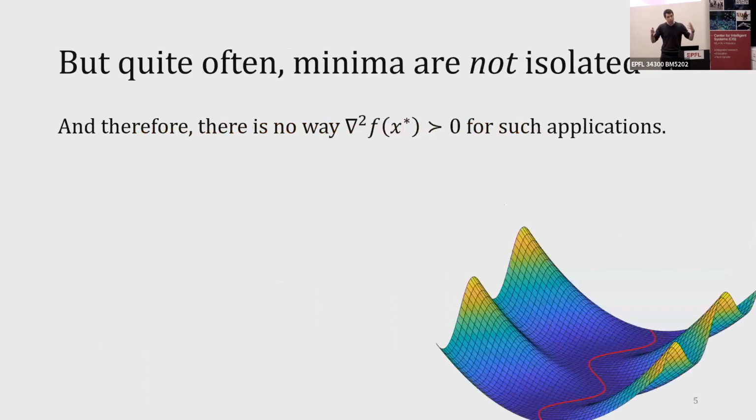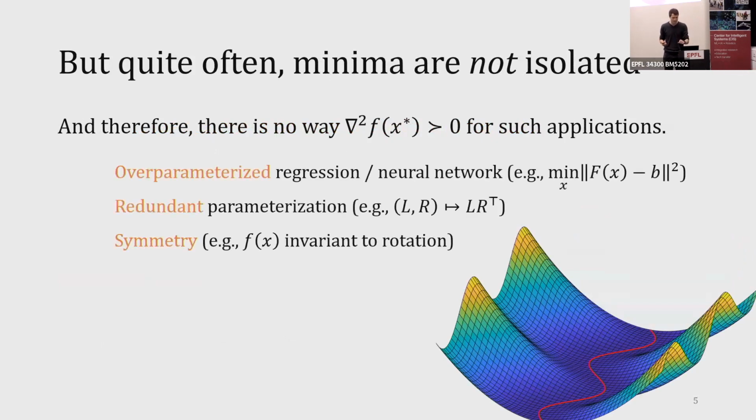Now, why might it happen that the minimizers are not isolated? This could come about for a number of reasons. I'll keep it brief, in the interest of time. But let me just mention that in the context of machine learning, this might more typically come up because of overparameterization: you'd have a continuum of minimizers instead of just one well-identified point, okay?